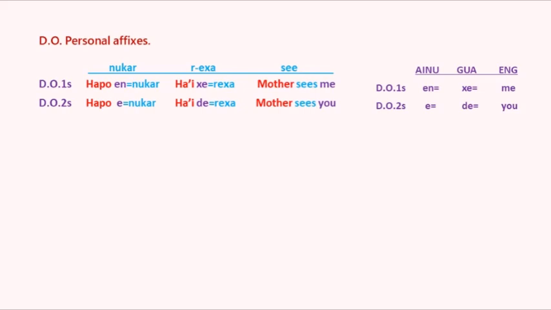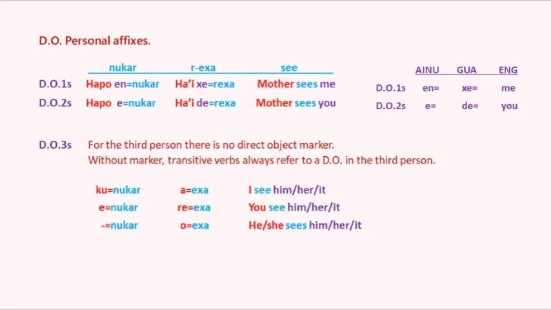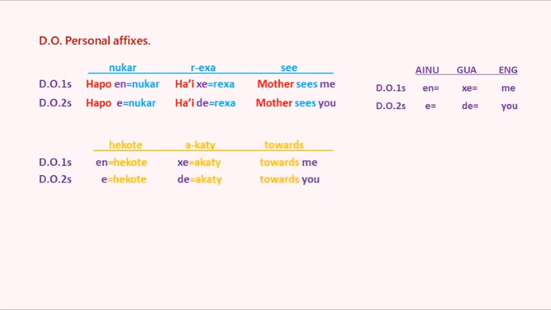For the direct object in the third person singular, we use the verb conjugated for the subject, because without a marker, a transitive verb always refers to a direct object in the third person. We don't use it, him, or her because it's always implied. We also saw in sentence 2 that these affixes are used to inflect postpositions. We saw hekote, katu, joined with an a to the affix, which is towards. So in hekote, chiakatu is towards me, and hekote deakatu is towards you.